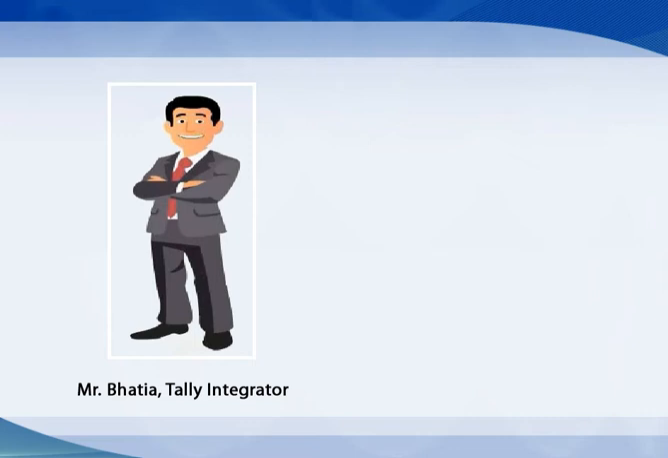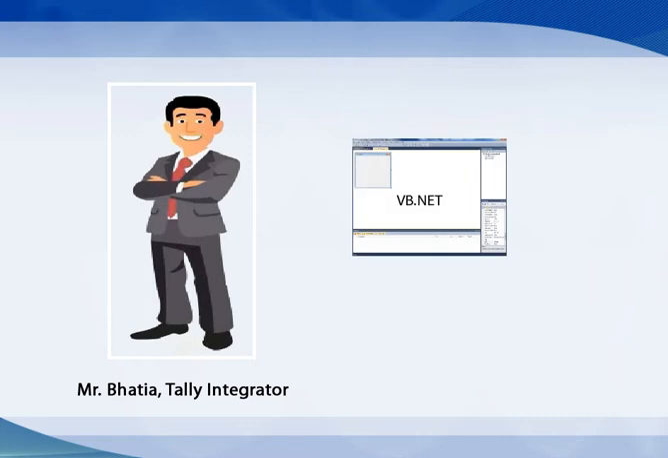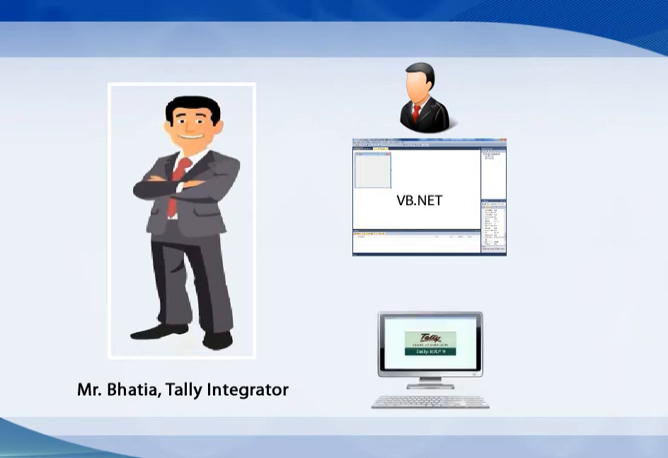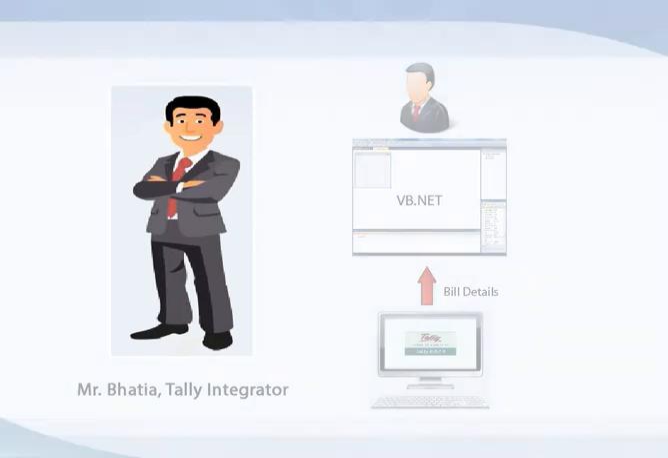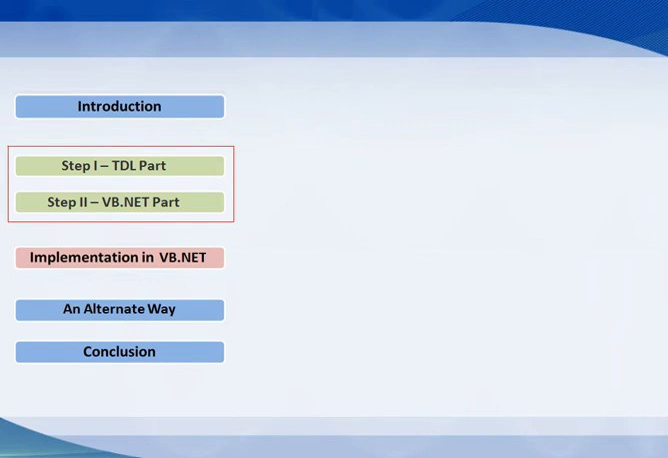I have designed an application using VB.NET for one of my clients. The client requires an option to view the bill information available in Tally.ERP 9. Hence, the party bill details need to be extracted from Tally into the application. This requirement can be met using a simple two-step process.